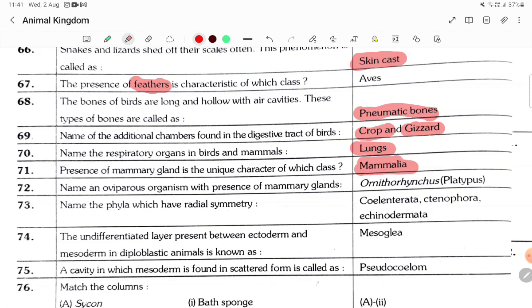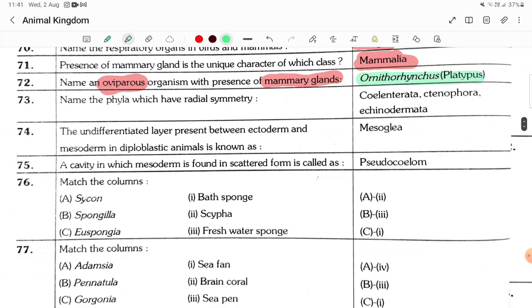Coming on to question number 72, name an oviparous organism which has mammary glands. Oviparous, that is, it lays eggs but possesses mammary glands. This is Platypus or Ornithorhynchus. Coming on to question number 73, name the phyla which have radial symmetry. Radial symmetry is found in Coelenterates, Ctenophora, and Echinodermata.